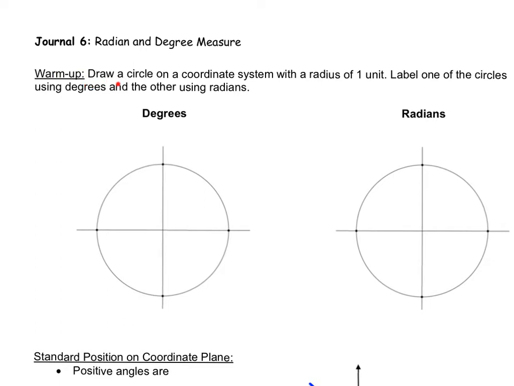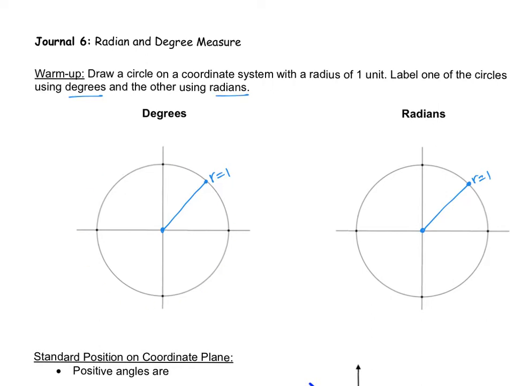So the warm-up is asking you to draw a circle. Now I've already drawn a circle for myself, and basically it is on a coordinate system, as you can see here. And they're saying that the radius of this circle is 1 unit. So this is what we call a unit circle, because the radius here is 1 unit for both of these circles. And it specifically asks us to label the degrees and radians for the circles. So this one, we're going to do it in degrees.